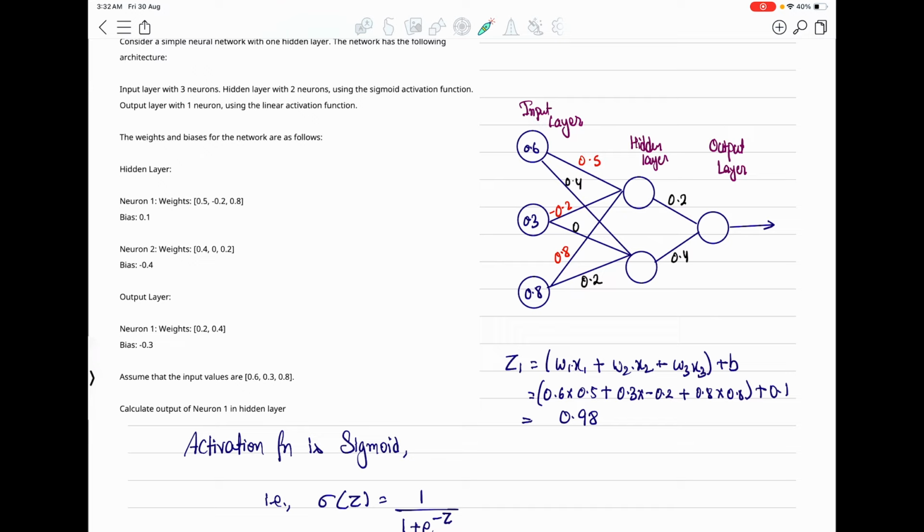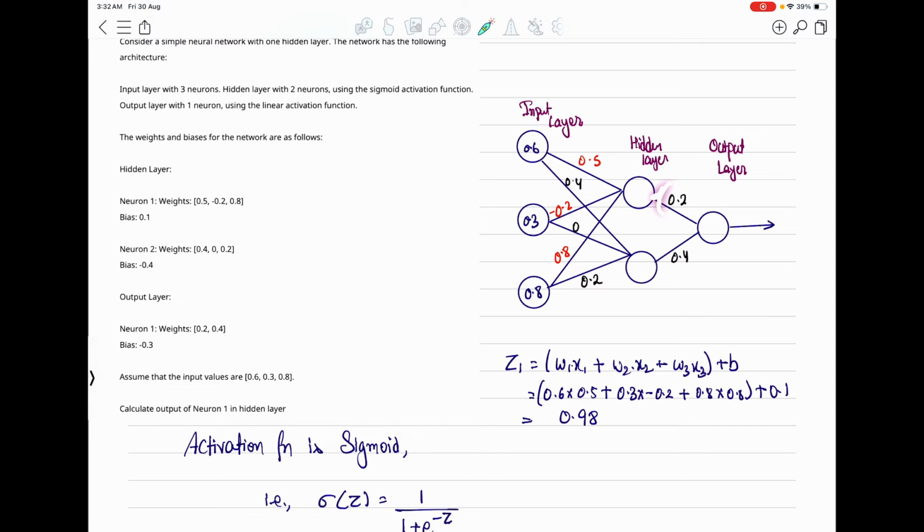Okay, so what will be the output here? We know that for every neuron the output is nothing but the linear combination, right? So it will be nothing but w1 x1 plus w2 x2, basically w1 times this plus w2 times this, w3 times this, plus the bias b. Okay, because we are introducing the bias, so plus bias will be there. That is, we come up with 0.98, right?